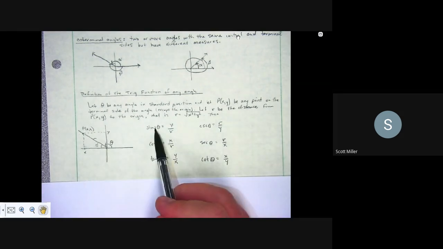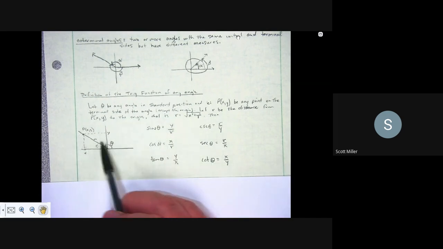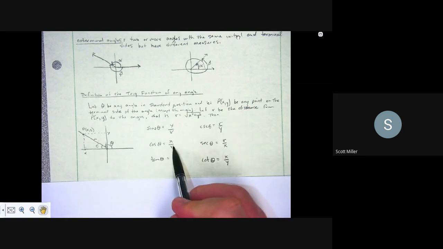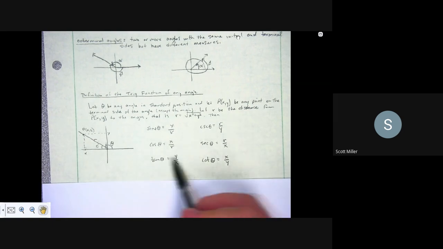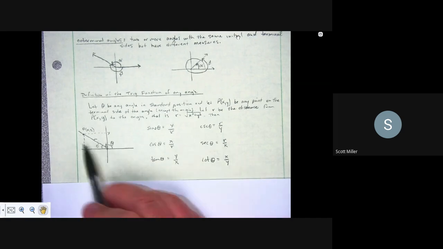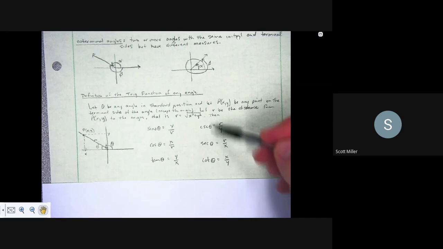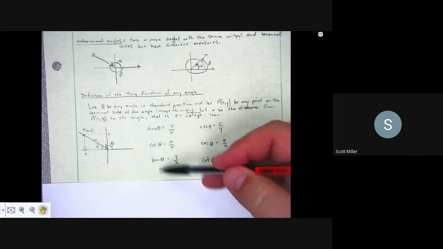So the sine of an angle is the y value of this point over the length r. X over r is the cosine. The tangent is y over x, opposite over adjacent. And then these ratios over here are the reciprocals of these ratios over here.